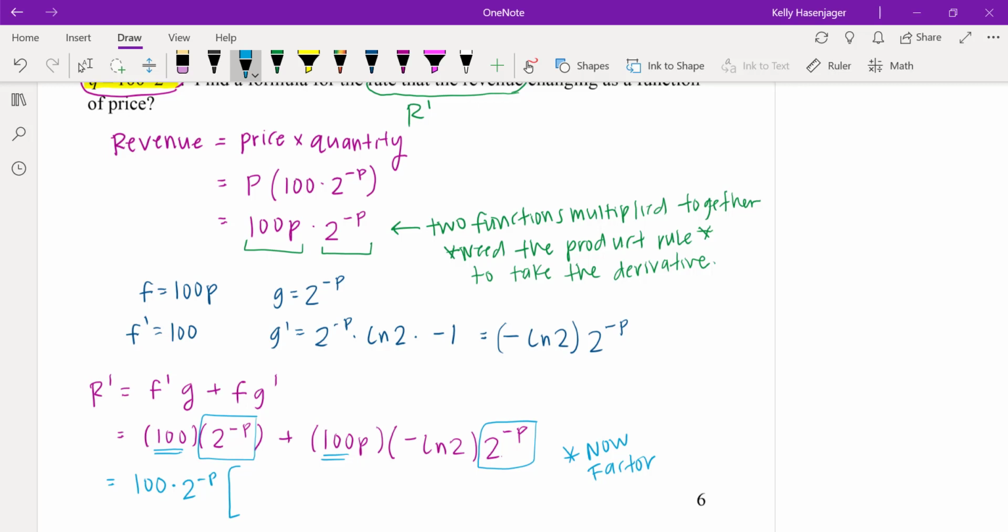So for that first term, we took everything out of it. So what we'll need to put there as a placeholder is 1. For the second piece, we took out the 100 and 2 to the negative p, but we still have the negative ln of 2 and the p remaining.